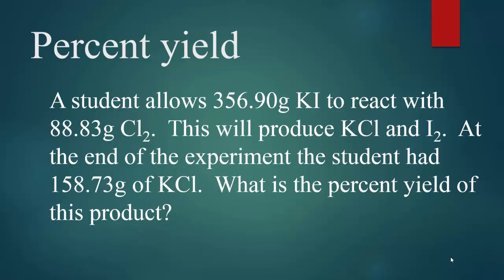Okay? One more slightly involved problem, but once again, it's all the same. So you have this problem. You get the potassium iodide reacting with the chlorine to produce potassium chloride and iodine. And you've got 158.73 grams of potassium chloride at the end. What's the percent yield? Set up the equation.